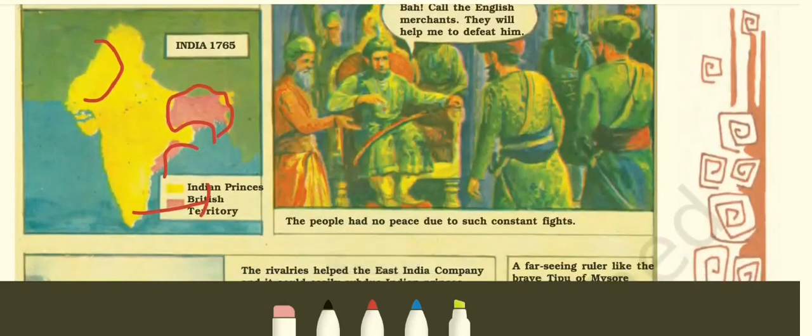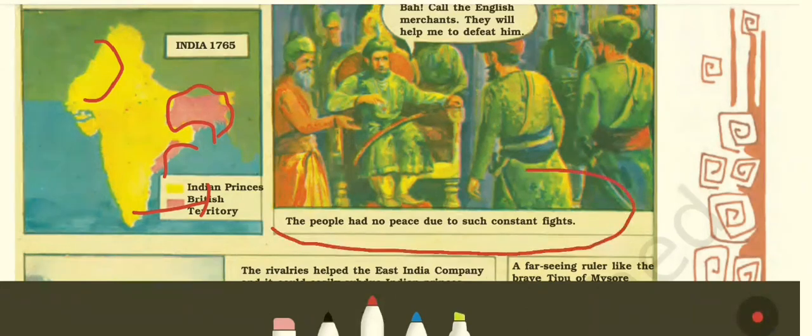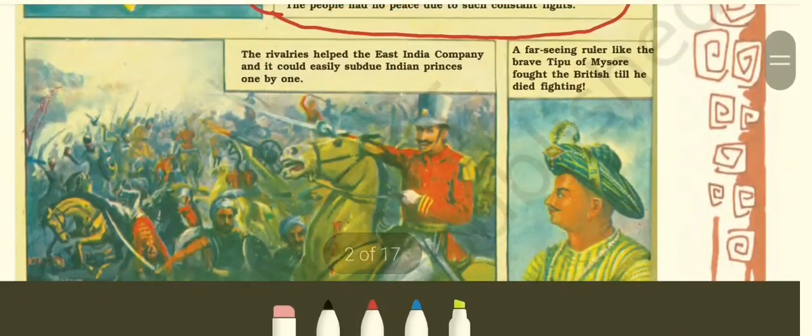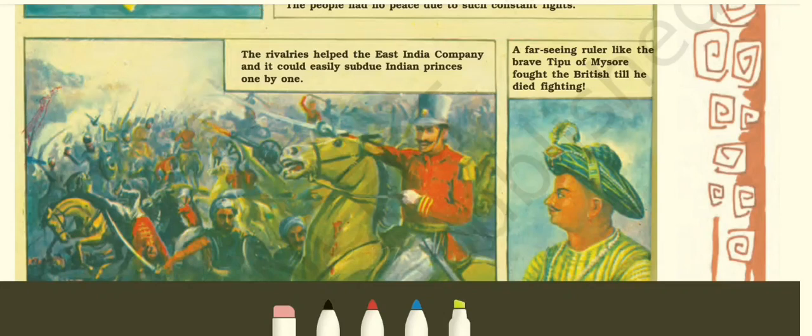There was so much ego. There is something called ego, then there is another thing by the name self-respect. You should always have self-respect, but then there is a big no-no to ego. Okay. The people had no peace due to such constant fights. Princes, kings, they used to fight constantly. Okay. Moving on, see the Britishers in some kind of engagement. What is it? Let's see. The rivalries helped the East India Company, and it could easily subdue Indian princes one by one.